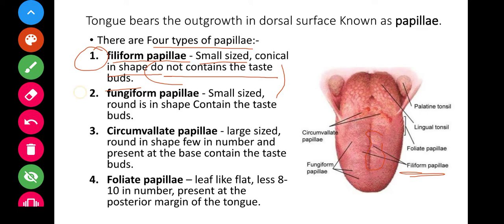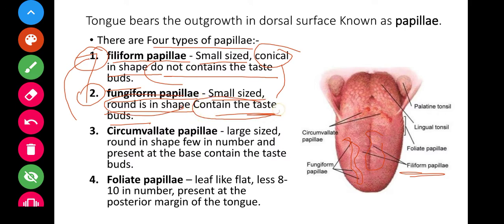Second one is fungiform papillae. These are also small sized, round in shape and contain taste bud. The difference between filiform papillae and fungiform papillae is that filiform do not contain taste bud and are conical in shape, and these are round in shape and contain taste bud.